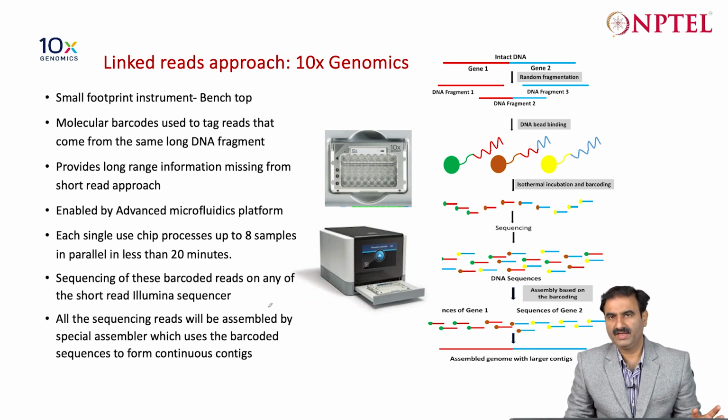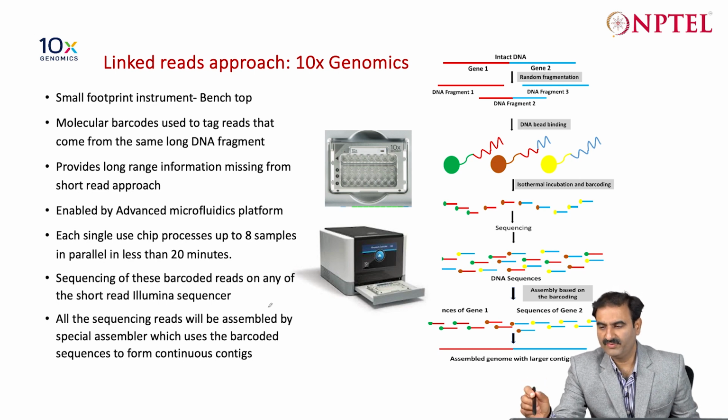Okay, so basically the approach is like that. It's done on a very small benchtop instrument called Chromium, right? Molecular barcodes are used to tag reads that come from the same DNA fragment. In this picture, from this DNA, for example, three pieces are generated: fragment 1, fragment 2 and fragment 3, which, considering it separates 2 genes, may have some overlapping fragments.